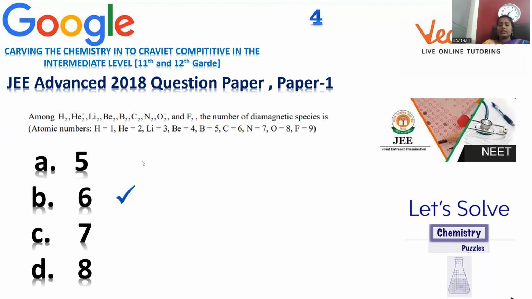For our convenience, the data provided: hydrogen atomic number is 1, helium is 2, lithium is 3, beryllium is 4, boron is 5, carbon is 6, nitrogen is 7, oxygen is 8, and fluorine is 9. This is about atomic number, and this is about molecular formation. So how many are diamagnetic is to be identified. The answer is 6. Among 9 molecules, 6 are diamagnetic in nature.